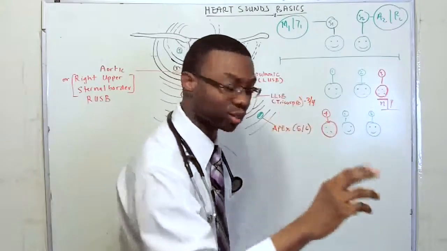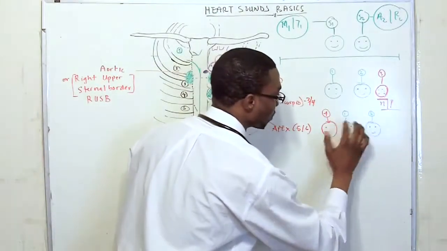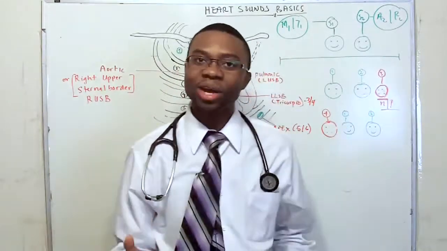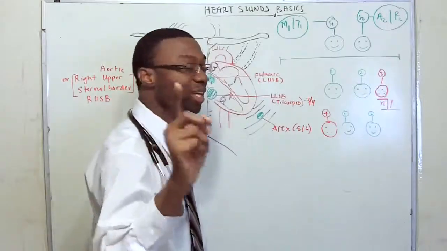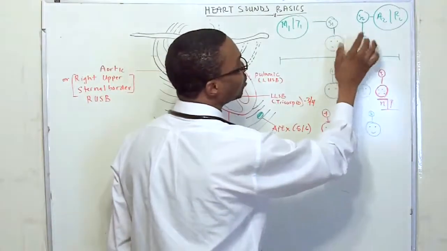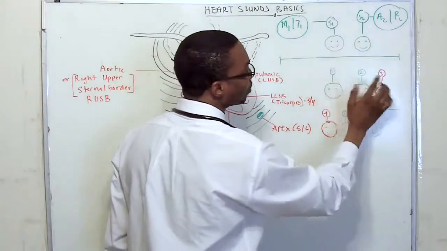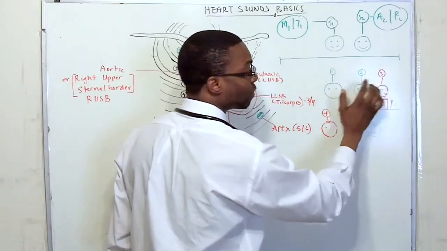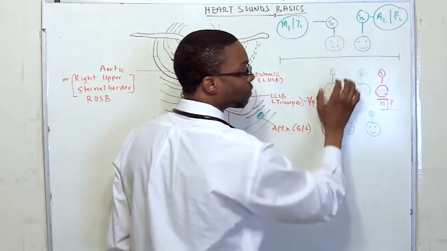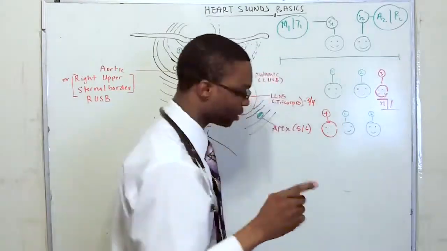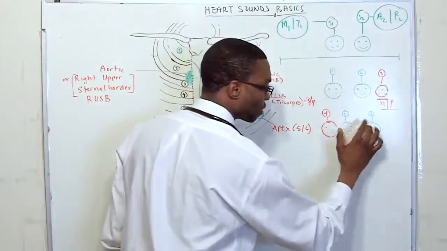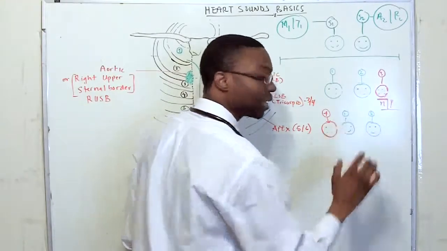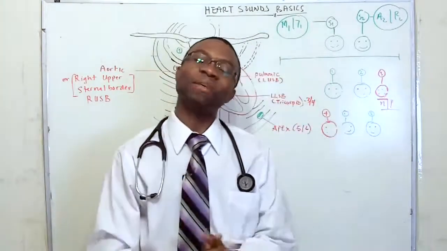S4, S4, S1, S2. So that's how I do it. Very, very easy. So let's try S1, S2, S3 again. 1, 2, 1, 2, 1, 2, 3, 1, 2, 3. Right? But S4 is different. That's S4, guys. So this is the basics.